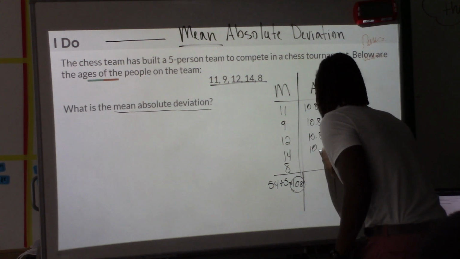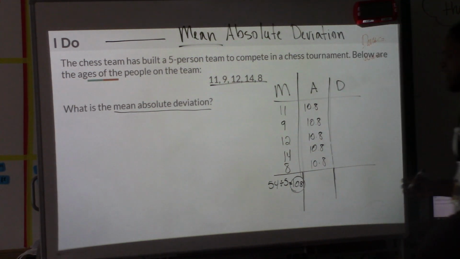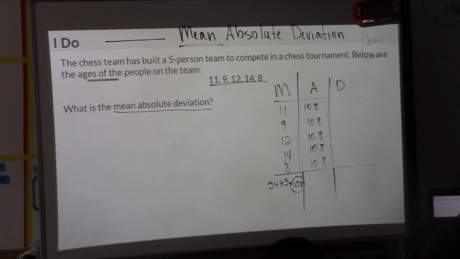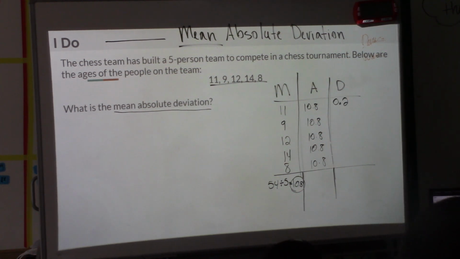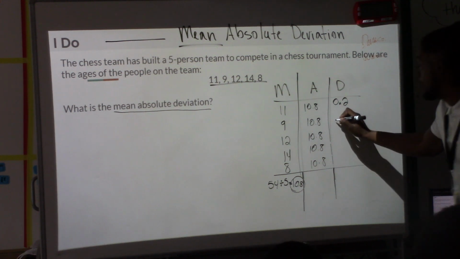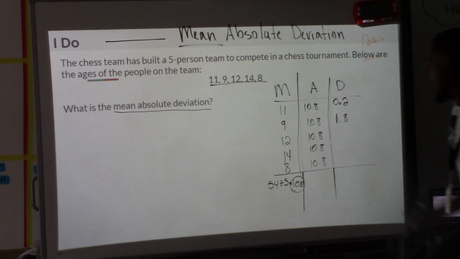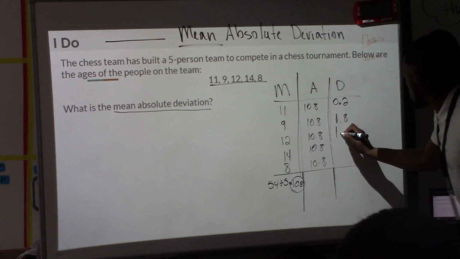So can I get a decimal when I'm doing this? Yes, we can. So what is 11 minus 10.8? 0.2. So that's the deviation. My deviation is 0.2. What's the next one? Negative 1.8. So do you put the negative? No, just 1.8. All right, what about the next one? 1.2.